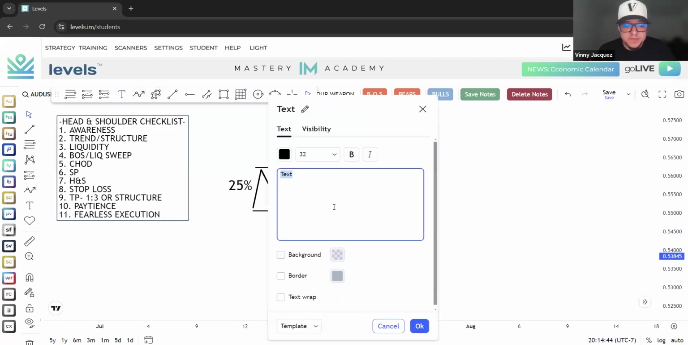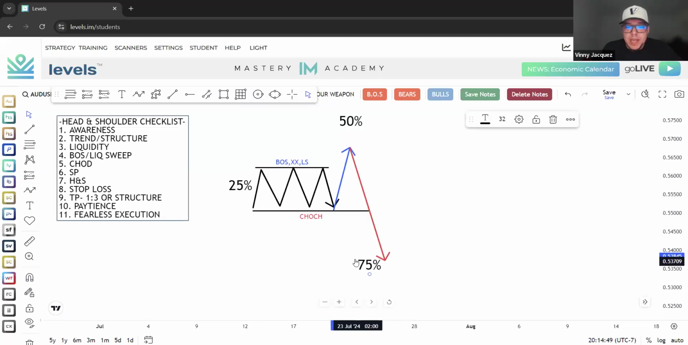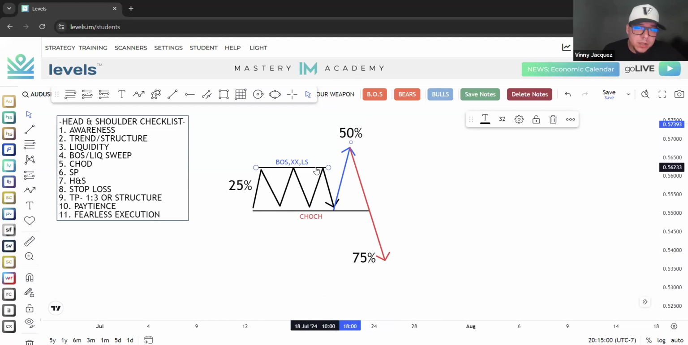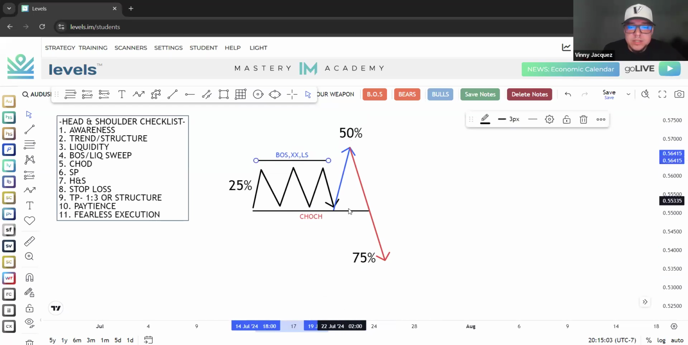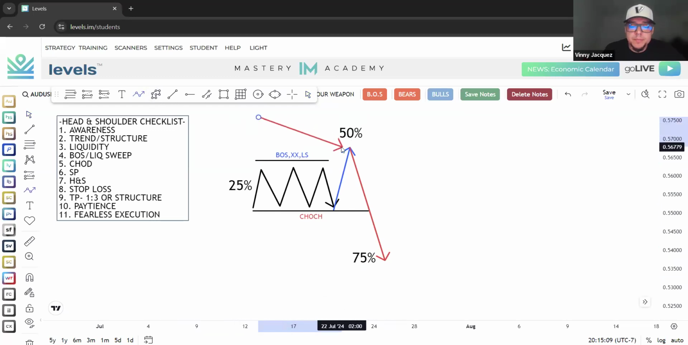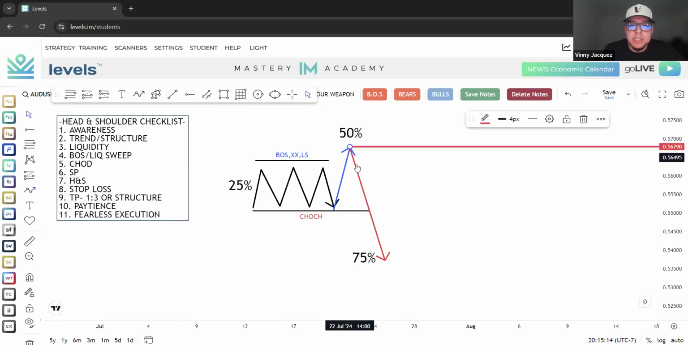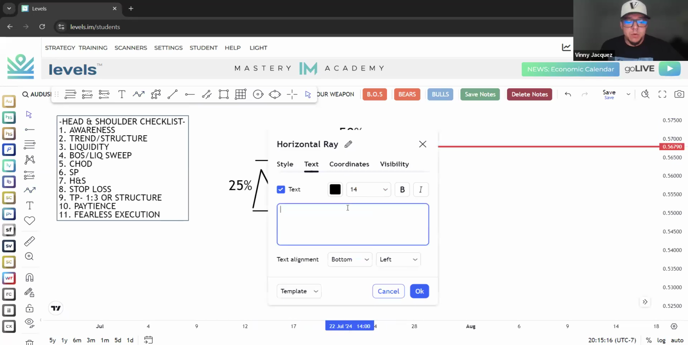Now, once we get this change of character, this is 75% of the head and shoulder setup, right? Once we get 75%, guys, I would put this in your notes. Once we get 75% of the head and shoulder setup, we're good to look for sales. Now, again, the highest peak will be my head. So I'm going to put my stop loss right there because the head will be my stop loss.